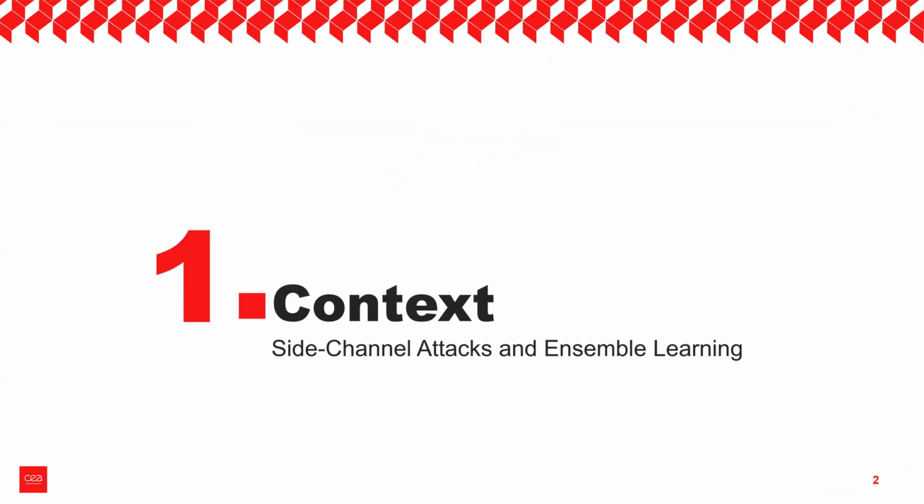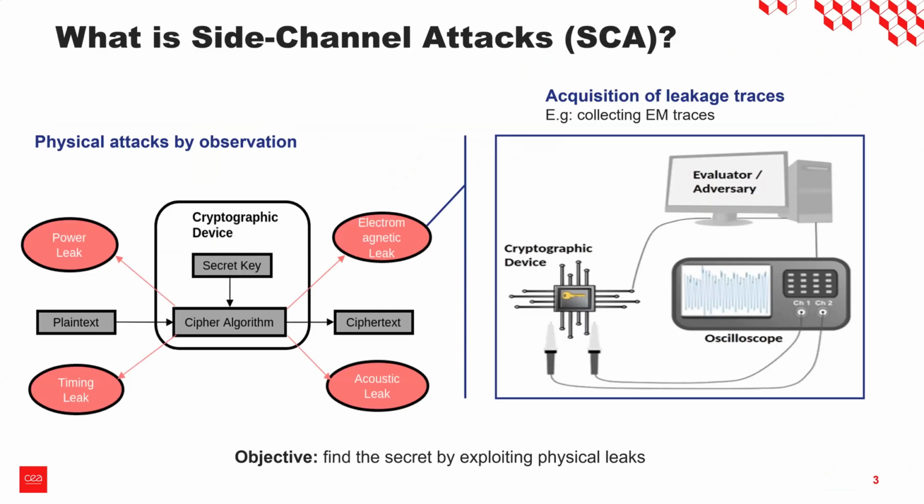First of all, let's start with a bit of background on side channel attacks and ensemble learning. Side channel attacks are physical attacks based on observation. The aim of this attack is to exploit physical leakage unintentionally emitted by a device when it performs cryptographic operations, such as power consumption or electromagnetic traces, which can be collected as depicted on the slide with an oscilloscope connected to a probe placed on top of the device. An attacker or a security evaluator will be able, by exploiting these physical leaks, to retrieve some sensitive data and finally break the device security by recovering the secret, which is typically a secret key.